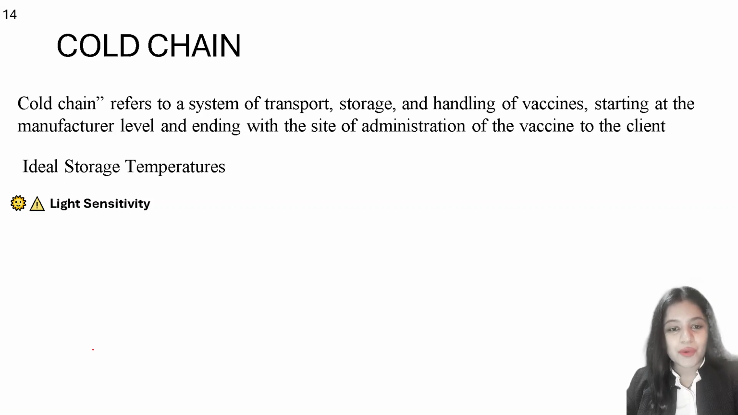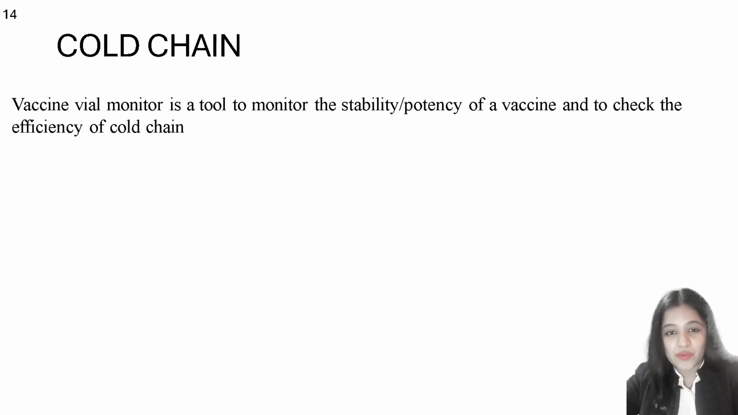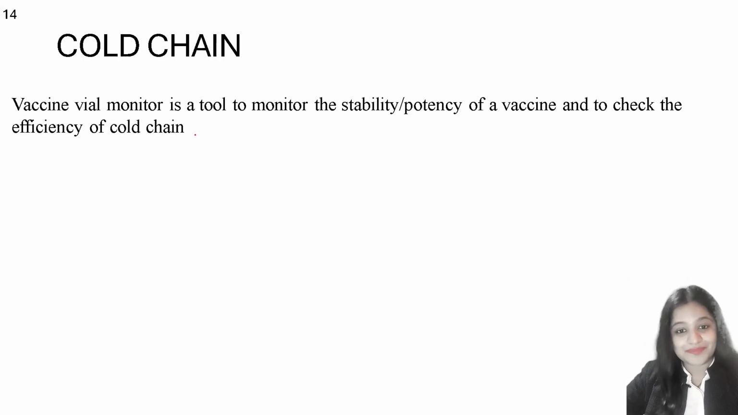Now, how do you know that your cold chain is being maintained or not? How do you know that all of this is functioning? For that, we have the vaccine vial monitor. It is a tool to monitor the stability or potency of a vaccine and to check the efficiency of the cold chain. Think of it like a heat sensitive sticker. Okay, it's a heat sensitive sticker.